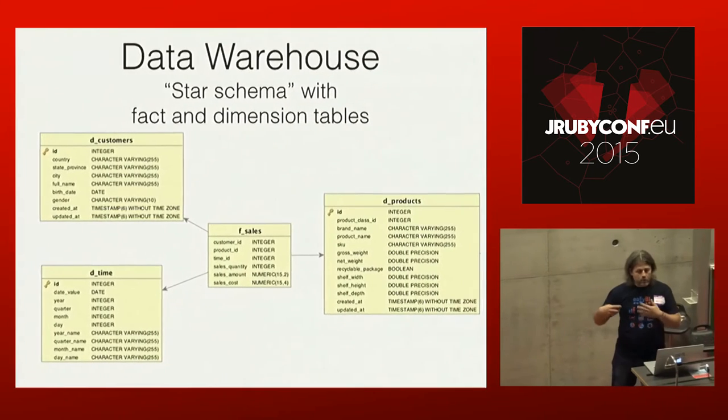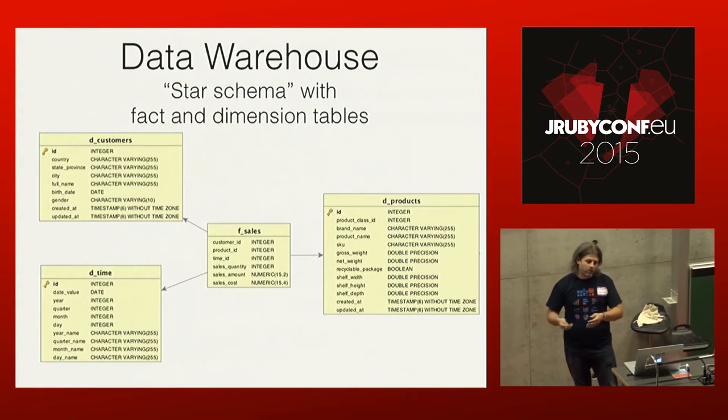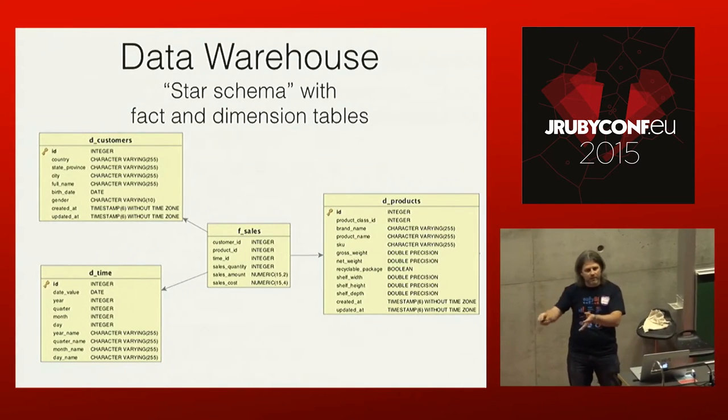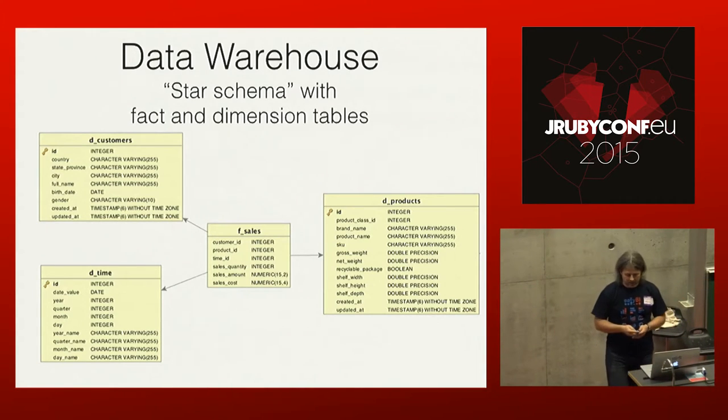One technique is that we reorganize how we store our data in the database in so-called data warehouses, using the star schema, where we have fact tables with these measures, linked with foreign keys to dimension tables.